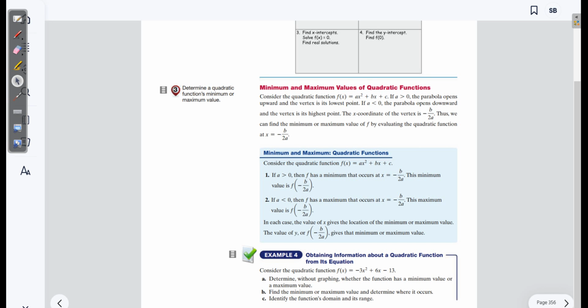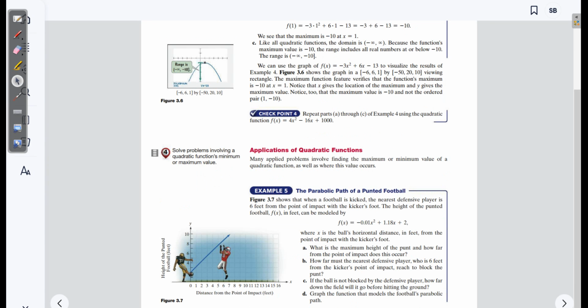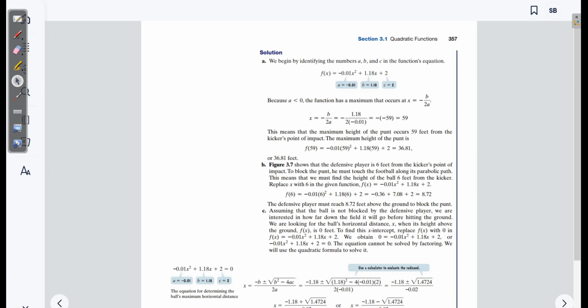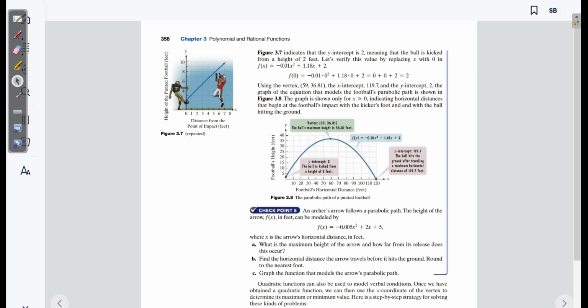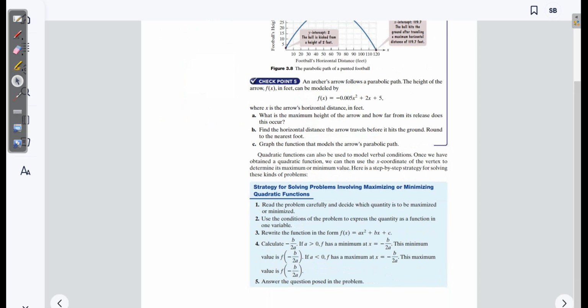All right, so the last two or three problems I think are going to be nice, long word problems, finding minimum and maximum values.